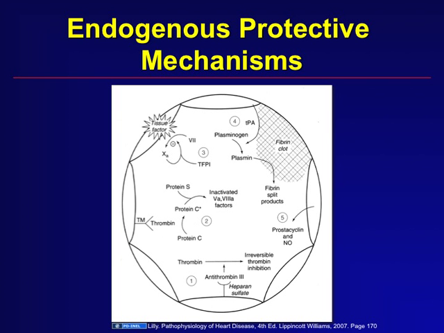You will not be asked to know this slide, but it illustrates the complexity of the endogenous mechanisms that are present, whether we're talking about antithrombin 3 or protein C or protein S, inactivating clotting factors, or prostacyclin and nitrous oxide trying to vasodilate the artery so the clot is less occlusive. Understanding there's these various mechanisms at play is important.